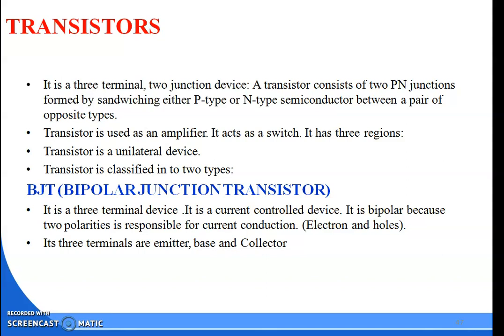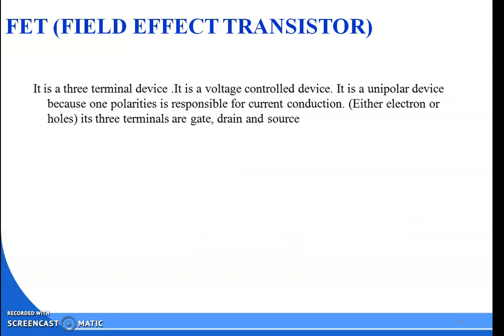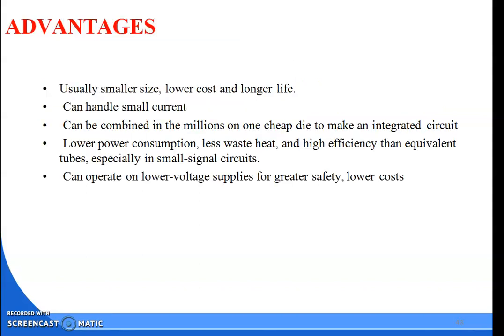Why is the BJT a current control device? Because IC is equal to beta IB, and two polarities are responsible for current conduction, that is electrons and holes. It has 3 terminals: emitter, base, collector. FET is a voltage control device. It is a unipolar device, where only one polarity, either electron or hole, is responsible for current conduction, unlike BJT where both are. It has 3 terminals: gate, drain and source.